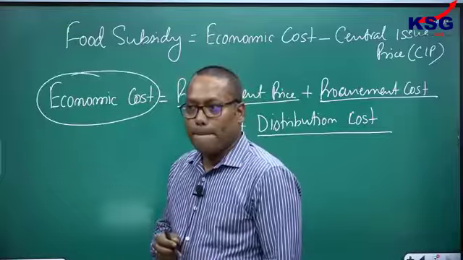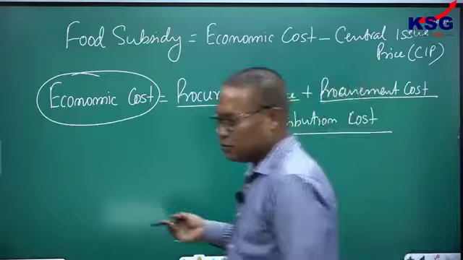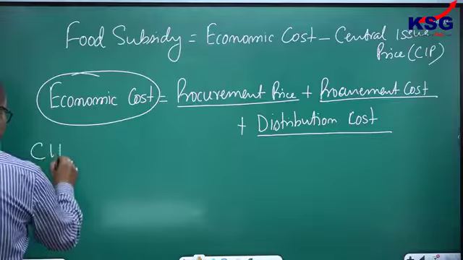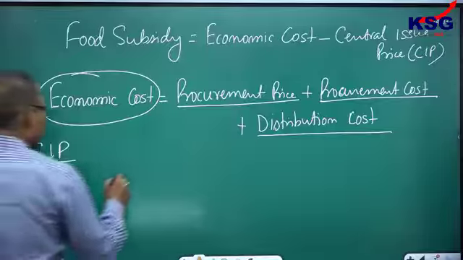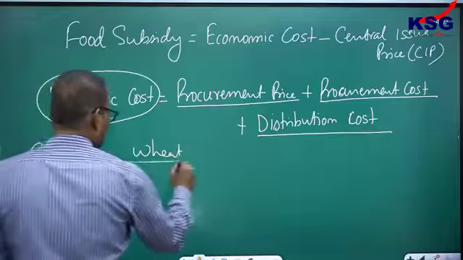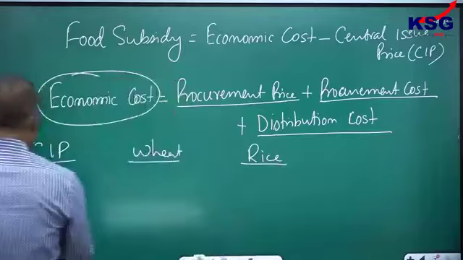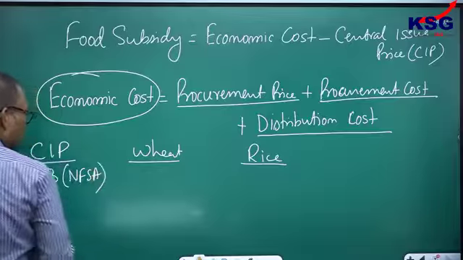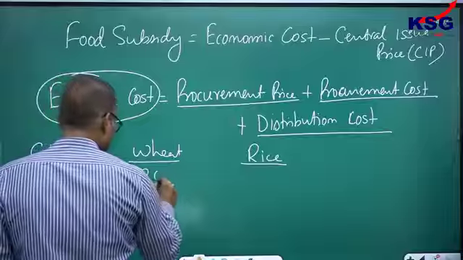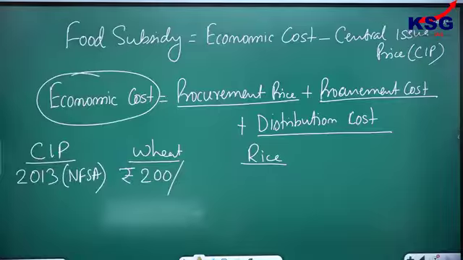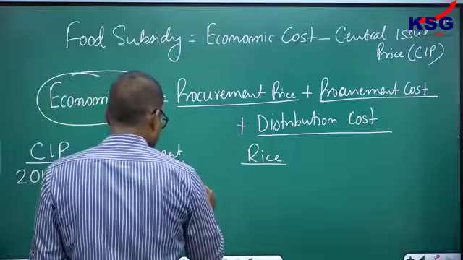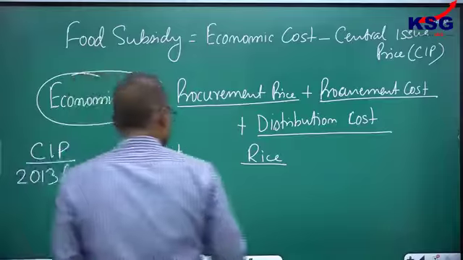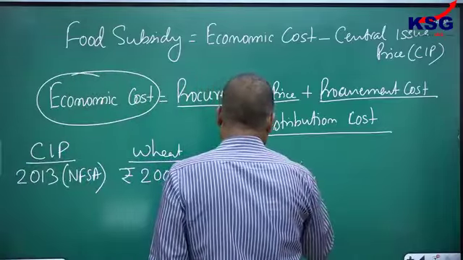Clear? Let me take one example here. Take the central issue price of wheat and rice. The central issue price in 2013 under the National Food Security Act was fixed at rupees 200 per quintal for wheat, and rice was fixed at rupees 300 per quintal.